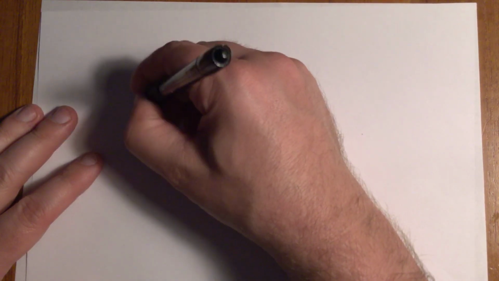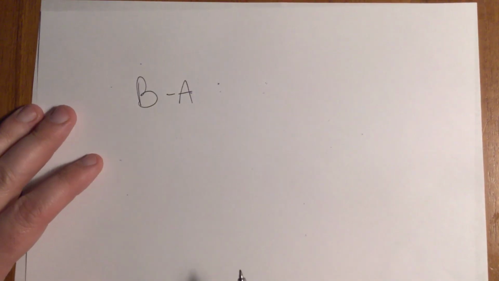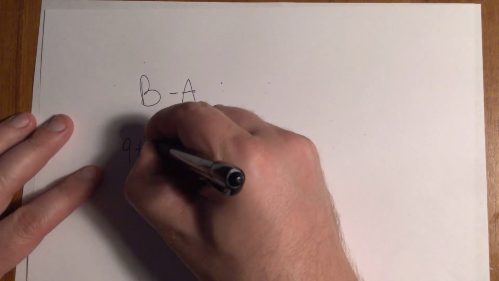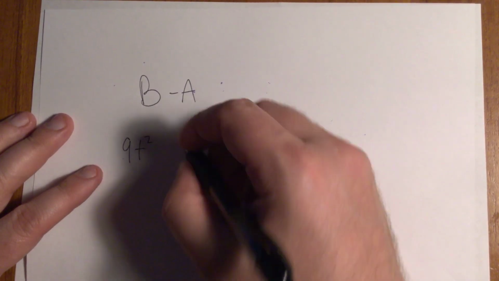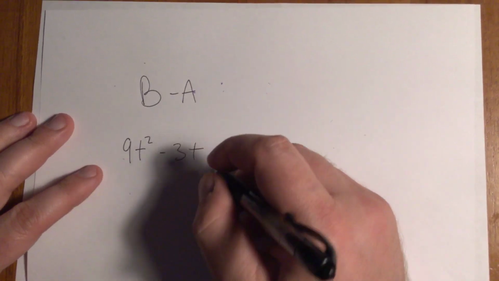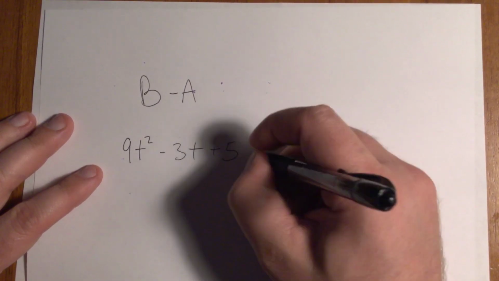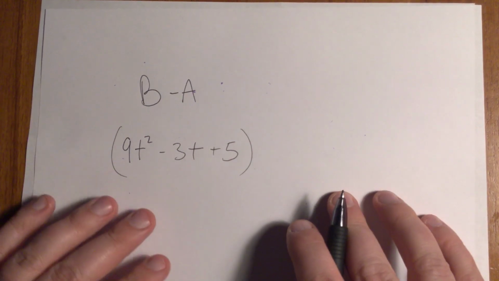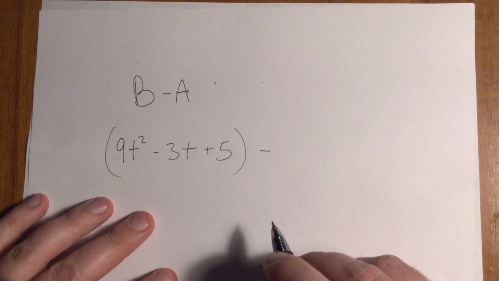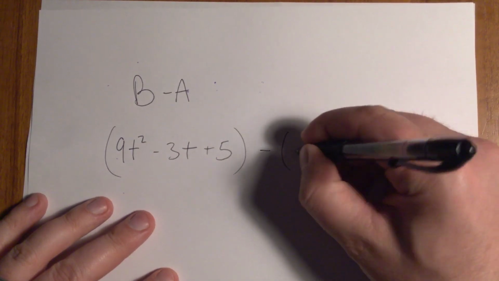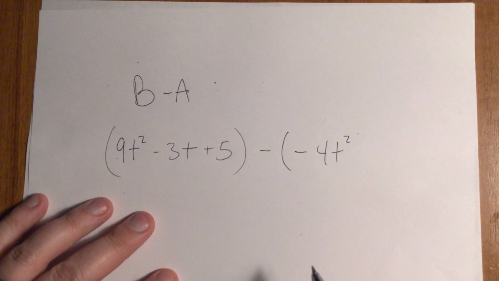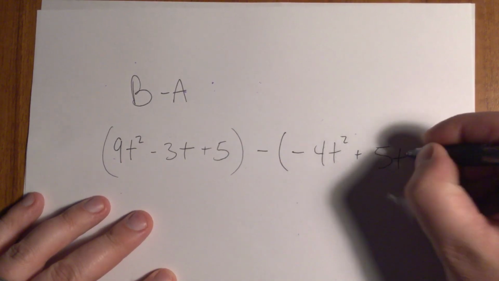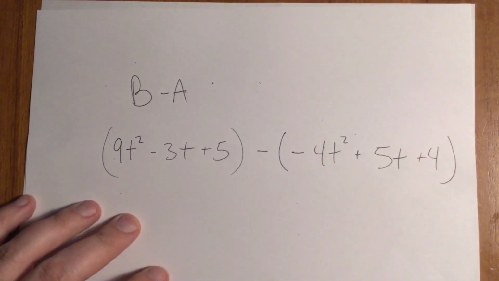So I'm going to be looking to do b minus a. And b is equal to 9t squared minus 3t plus 5. So that's b, and I'm going to take that and subtract a. And a is negative 4t squared plus 5t plus 4. Okay.